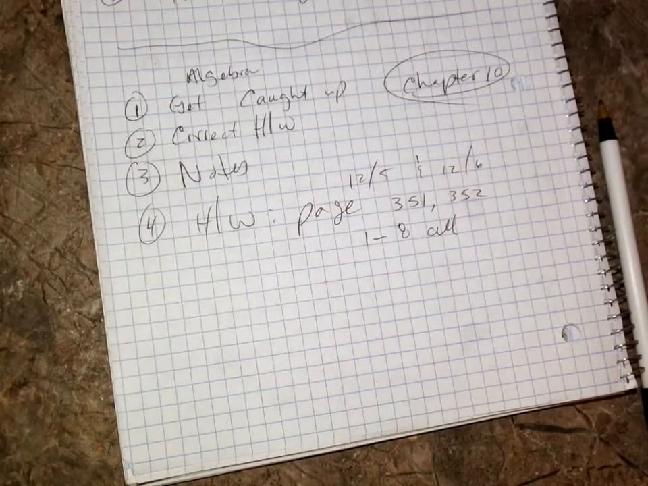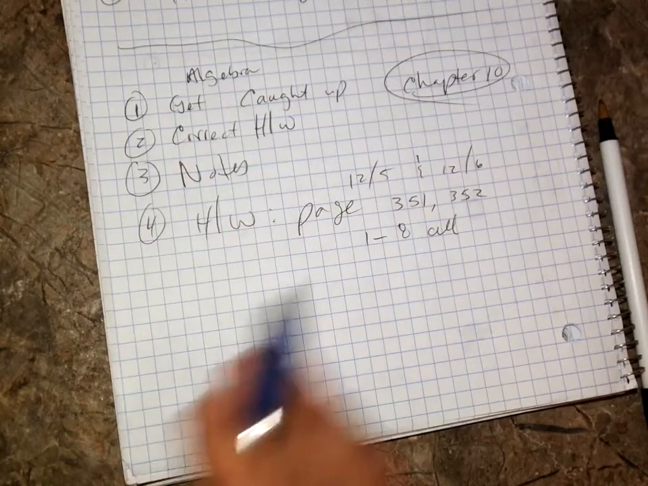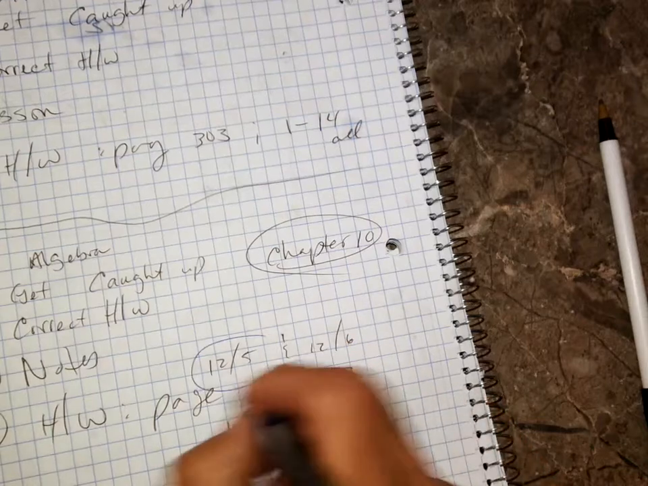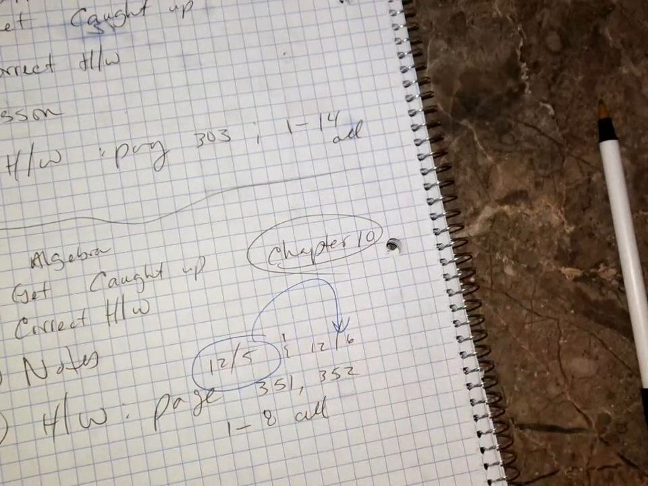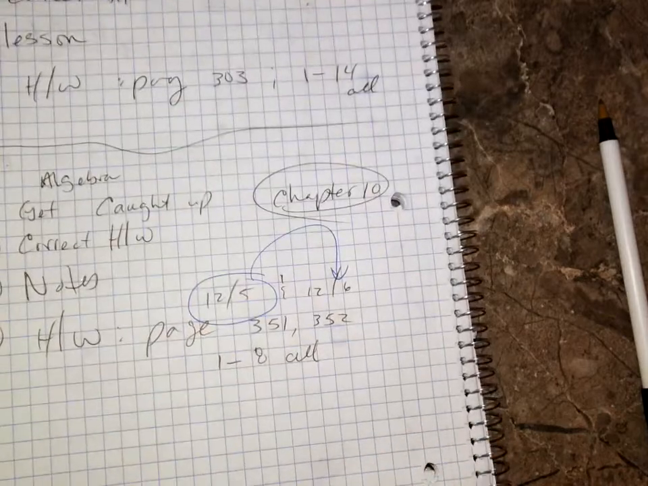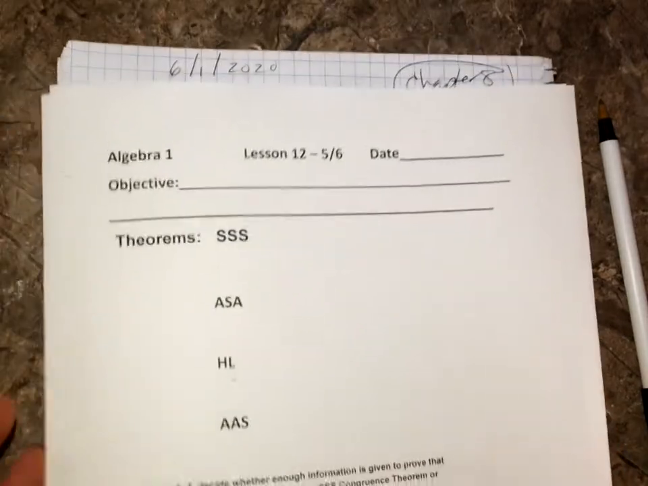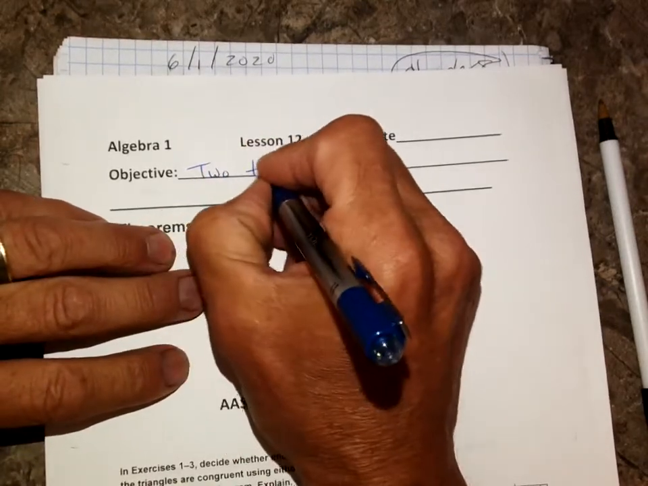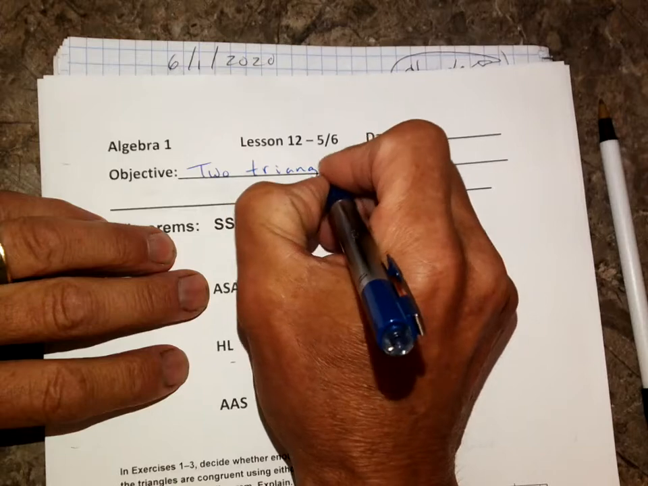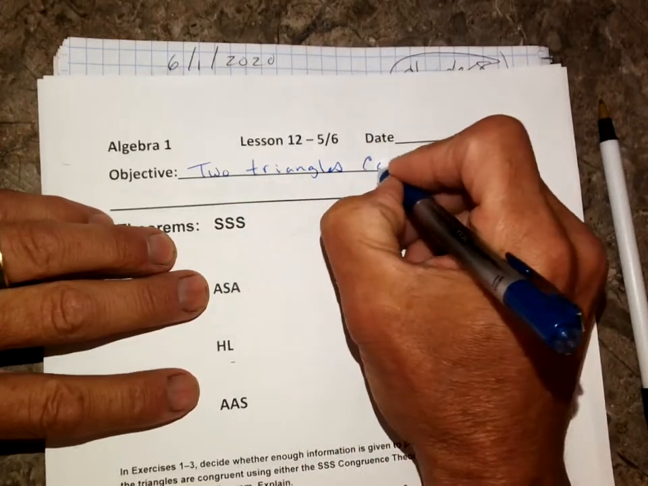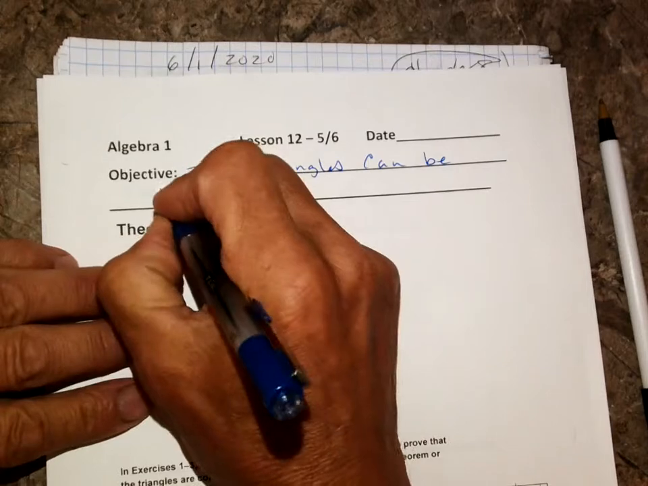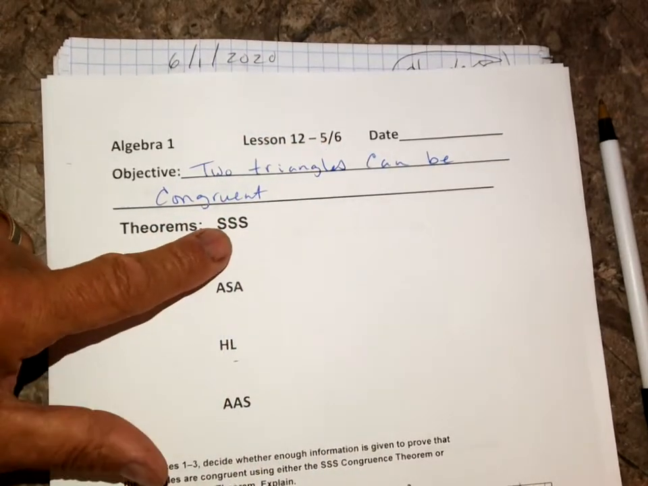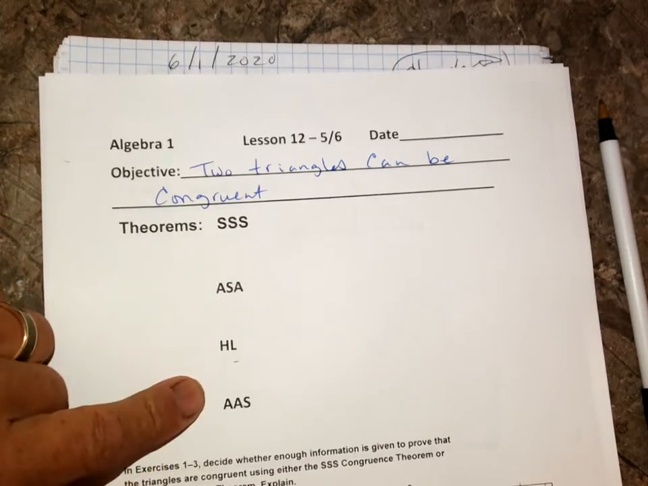Now, let's take a look at today's notes. We're going to skip 12.5 and put 12.5 with 12.6. So today's notes will be basically 12.6. But let's take a look. So today, what we've been trying to do is prove how two triangles can be congruent. We've looked at side, side, side, but there are a few others, okay?